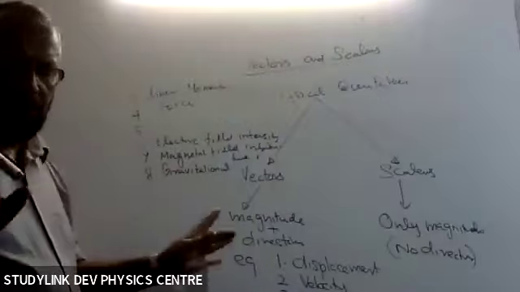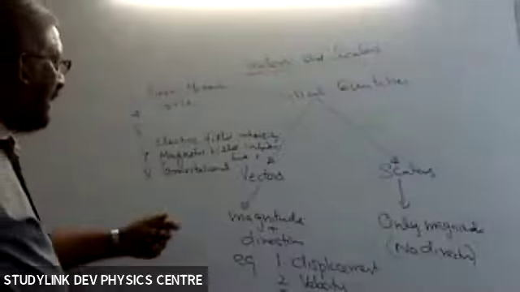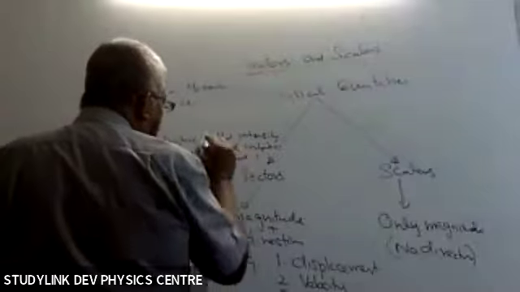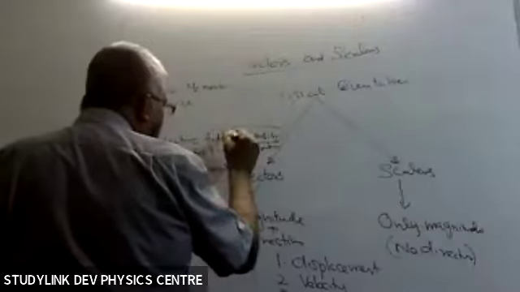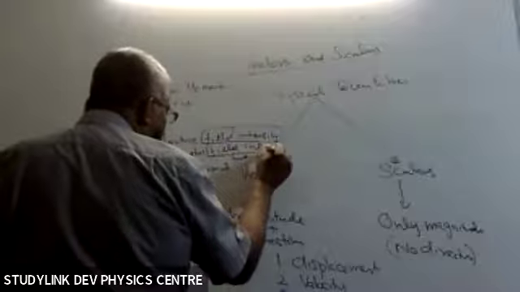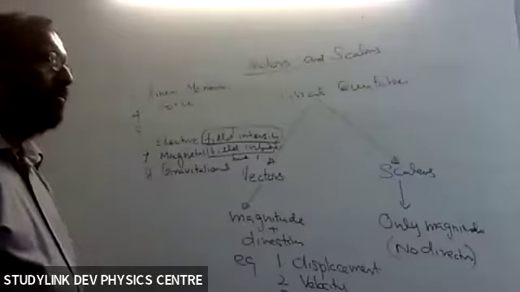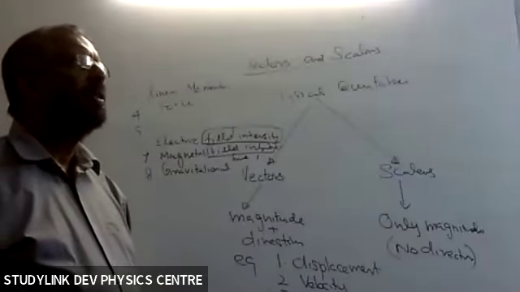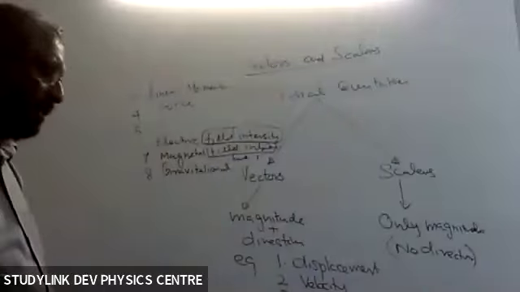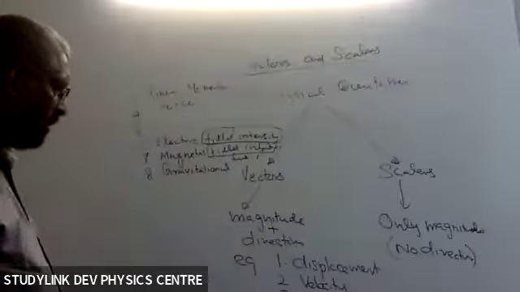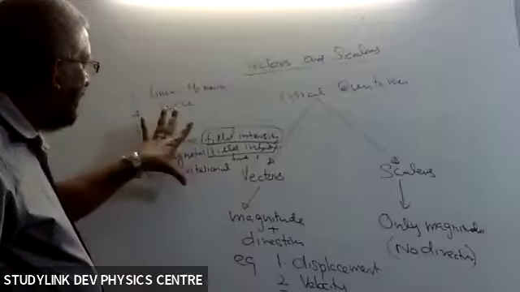There are some more. At the moment, I can give the examples, but note it down: if the word field intensity is there, then it is a vector. Later we learn magnetic flux, then magnetic moment. Those are not given here.